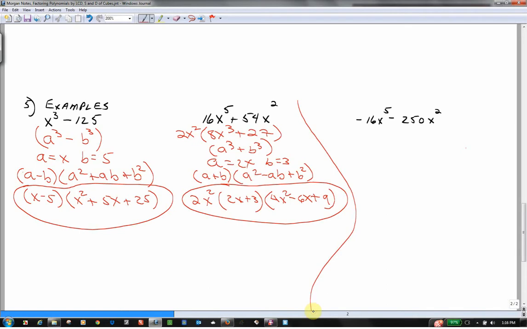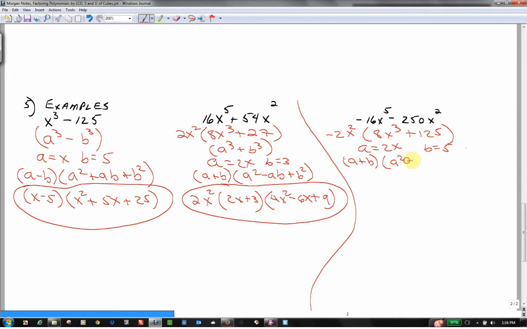And we see we can factor something out at the start, so I'm going to factor out a negative 2, so those become positive. I can factor out also an x squared. If I do that, I'm going to get 8x cubed plus 125. All right, no x squared term, no x term, so maybe it's a sum of cubes. Yeah, 8x cubed, that's a perfect cube. 125 is 5 cubed. So a would be equal to 2x, the cube root of the first term. B is equal to 5, the cube root of the second term. So once again, I'm going to write the formula down: a plus b, a squared minus ab plus b squared. That's the formula for a sum of cubes.